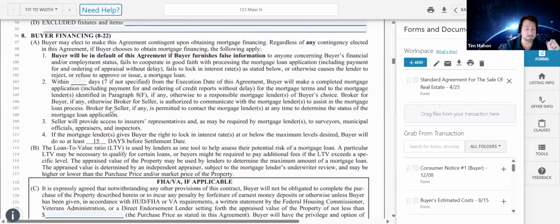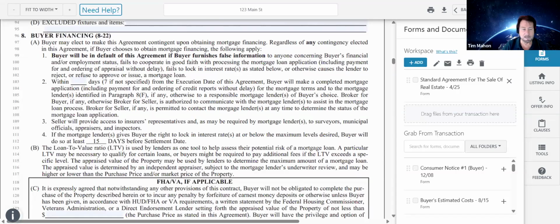Within blank days, 7 if not specified, from the execution date, the date signed by the seller and all parties with an agreement, buyer will make a mortgage application, including payment for, and ordering of, credit reports without delay for the mortgage terms and the mortgage lender identified in paragraph 8A, 8F, if any, otherwise to a responsible mortgage lender of buyer's choice. And broker for the buyer, that would be you, if any, otherwise broker for the seller, is authorized to communicate with the mortgage lender to assist in the mortgage loan process. Broker for seller, if any, is permitted to contact the mortgage lender at any time to determine the status of the mortgage loan application.